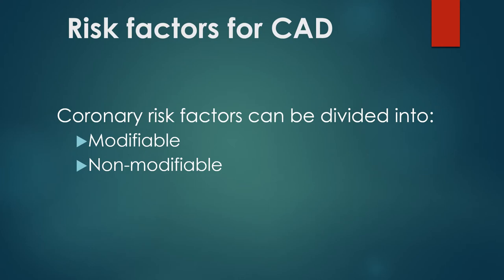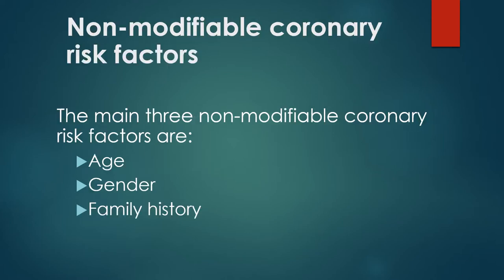Coronary risk factors can be divided into modifiable and non-modifiable. The main three non-modifiable coronary risk factors are age, gender, and family history. Prevalence of coronary artery disease increases as age advances. Coronary artery disease is more prevalent in males. The greater the number of close relatives in the family with CAD, the higher the risk of CAD.